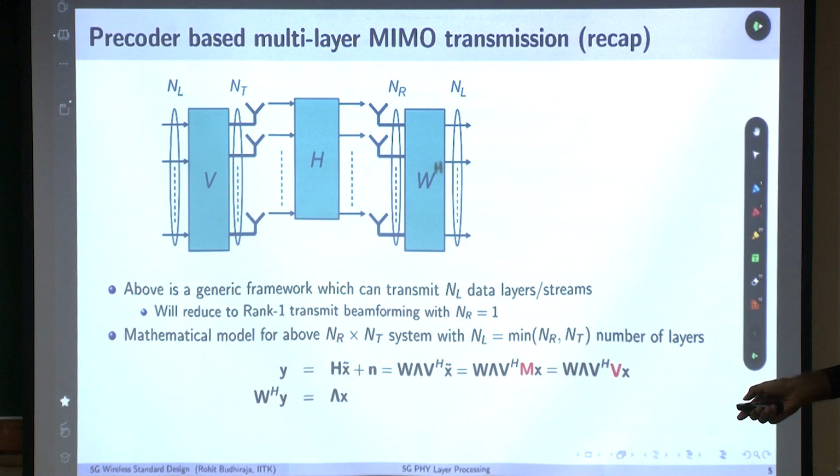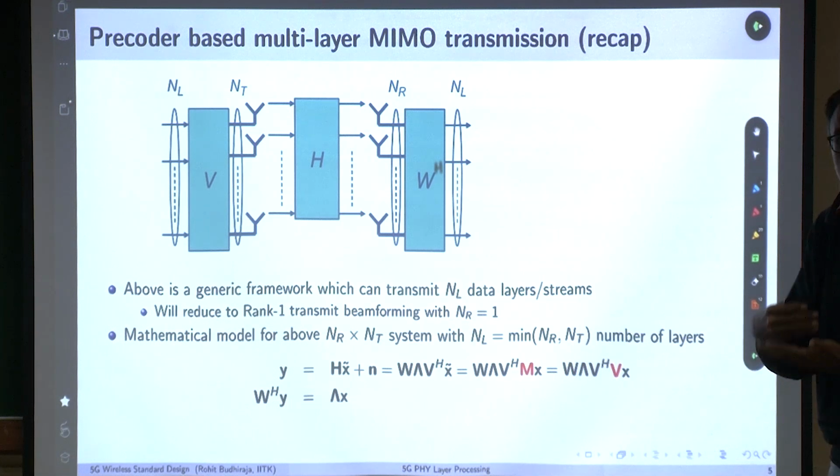Receiver will be W Hermitian and will be able to recover lambda of x. It's a diagonal system. If you look at y tilde, all the streams are decoupled together, and you'll be able to recover the data. But the clear problem we are looking at is how the base station finds out what precoder M to use, because it does not have the channel information, only the user has the channel information.